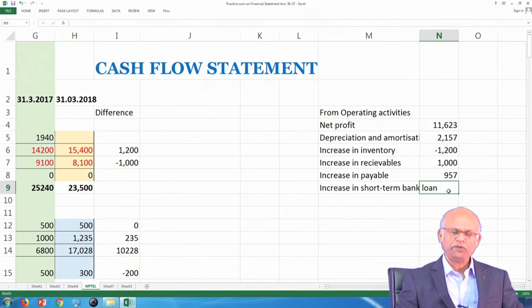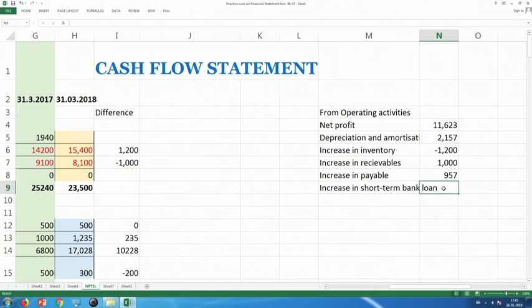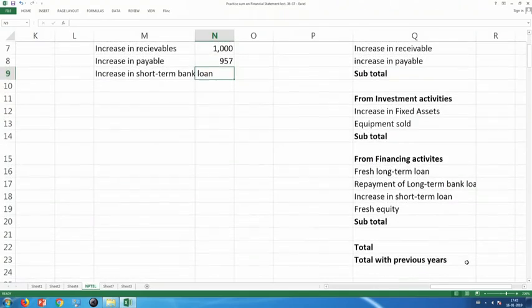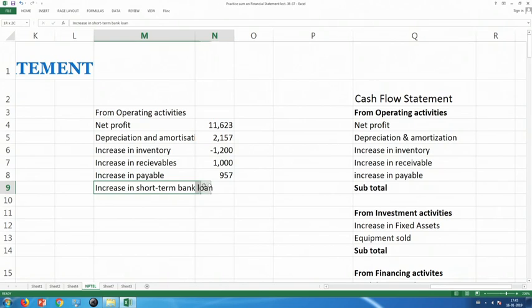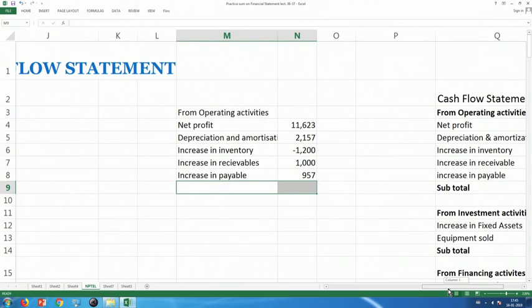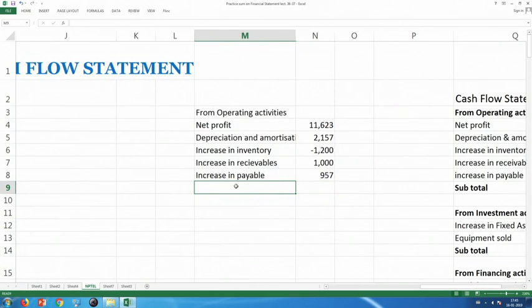Increase or decrease in short term loan, we will discuss short term and long term loan separately, otherwise it will be too involved. If there is an increase in loan, then money is coming in, and an increase in short term loan should come under financing activity. So, let us not write it here. We have just these amounts: receivable, payable, depreciation, amortization, 4 items. So, let us make the subtotal. I am sorry.